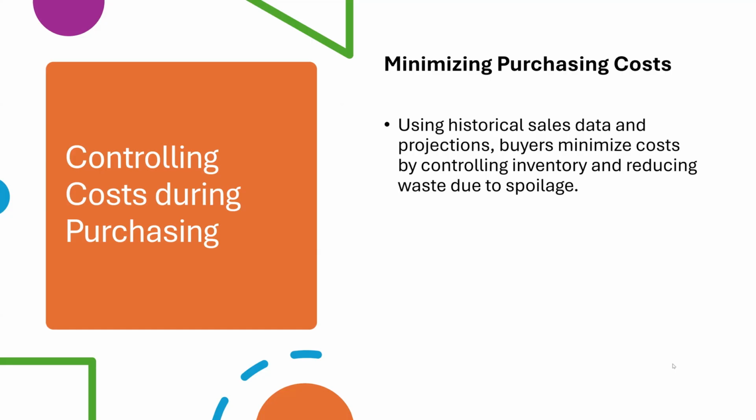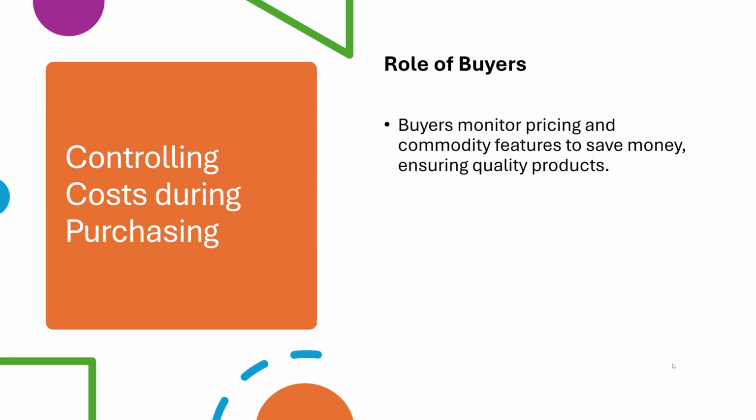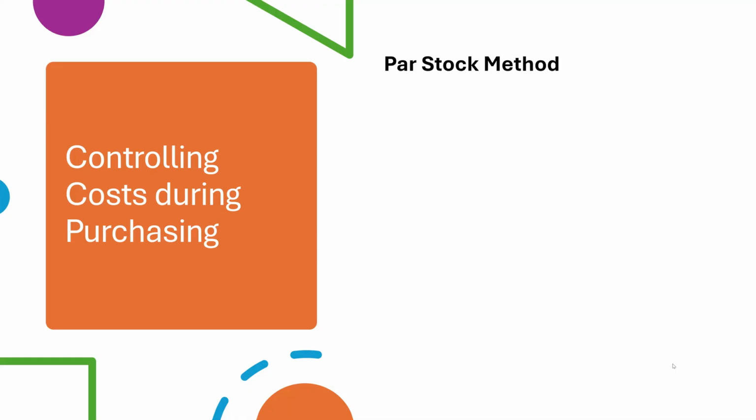But also buyers have to minimize their cost by controlling inventory and reducing the waste due to spoilage. We can't overbuy because something's going to sit on the shelf and ultimately it's going to get past its use by date. So the role of the buyers really, they monitor pricing and commodity features to save money, ensuring quality products. So they have a big responsibility.